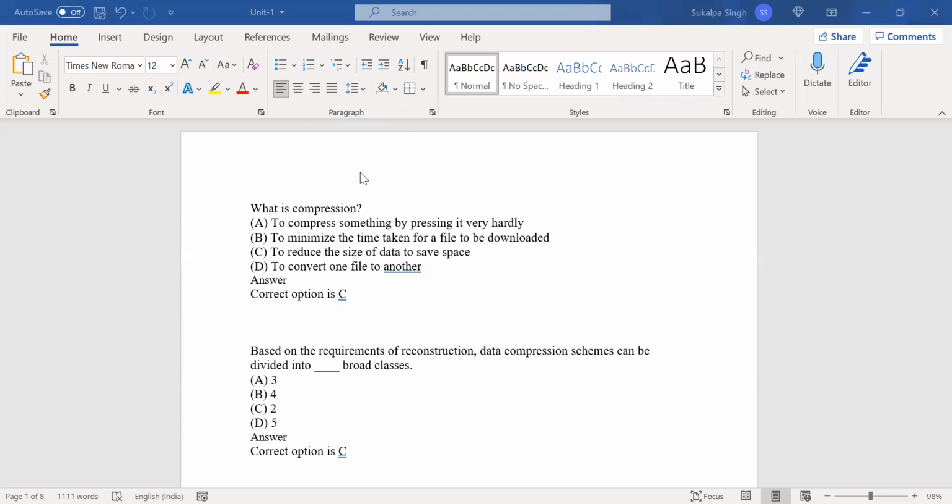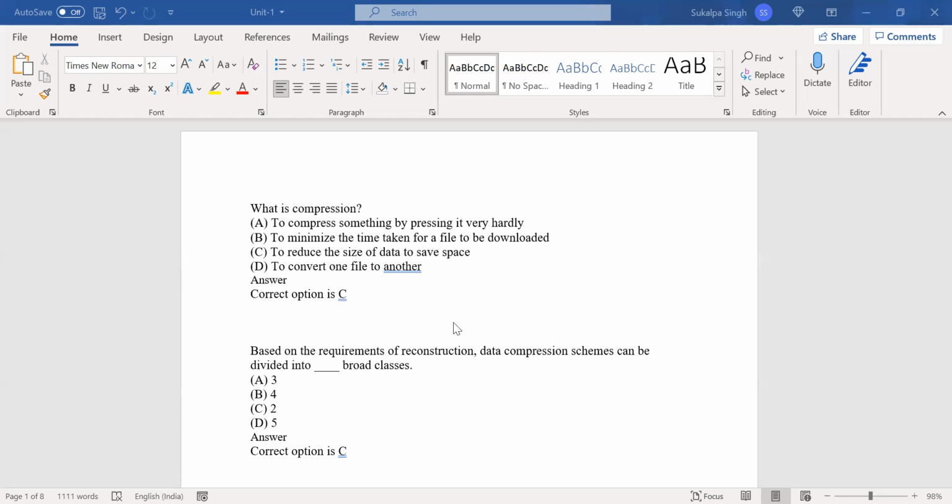First question: what is data compression? There were four options: to compress something by pressing it very hard. No, it cannot be. To minimize the time taken for a file to download. No. To convert one file to another. No, that is a change in format, not compression. You have to reduce the size of data to save space. Yes, this is the correct option. It is the only true answer, very simple and clear. If you know the basics of data compression, you can easily give this answer.